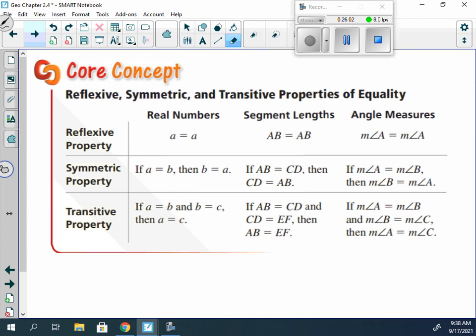We can say if AB and CD are the same, and CD and EF are the same, then AB must be equal to EF. That if the measure of angle A is equal to the measure of angle B, and the measure of angle B is equal to the measure of angle C, then A is equal to C. Yeah? We are good with the transitive property. Don't apply transitive property anywhere else. It gets weird.